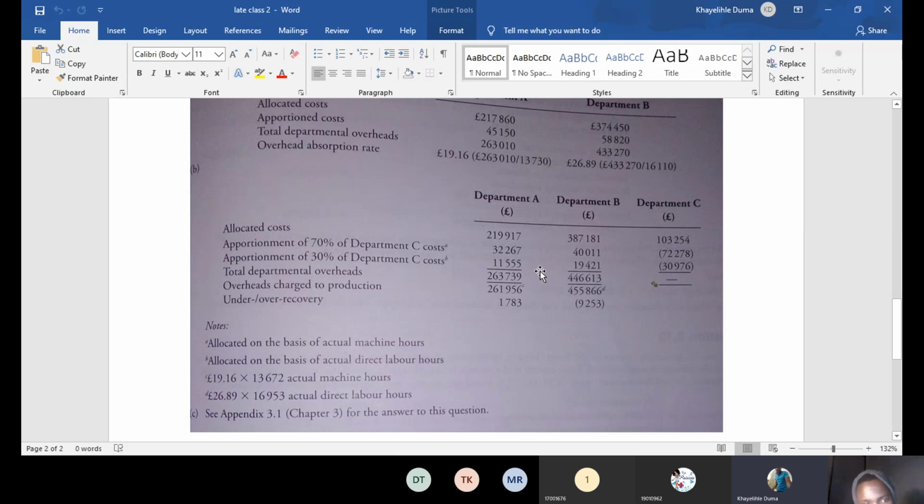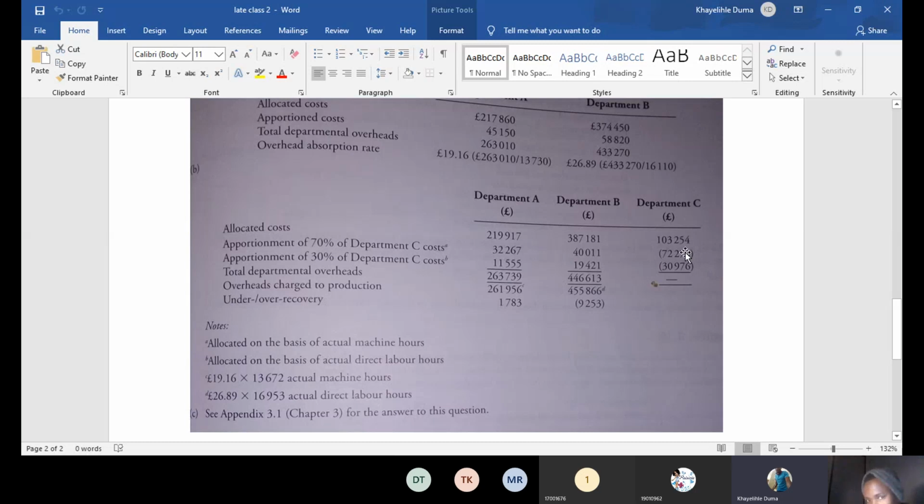So now this one is 70% of C. Then you'll come and say number C. You see that the overheads there were 103,254 multiplied by 0.7. You'll get 72,277.80. So it's rounded off here. So this 70%, there it is.